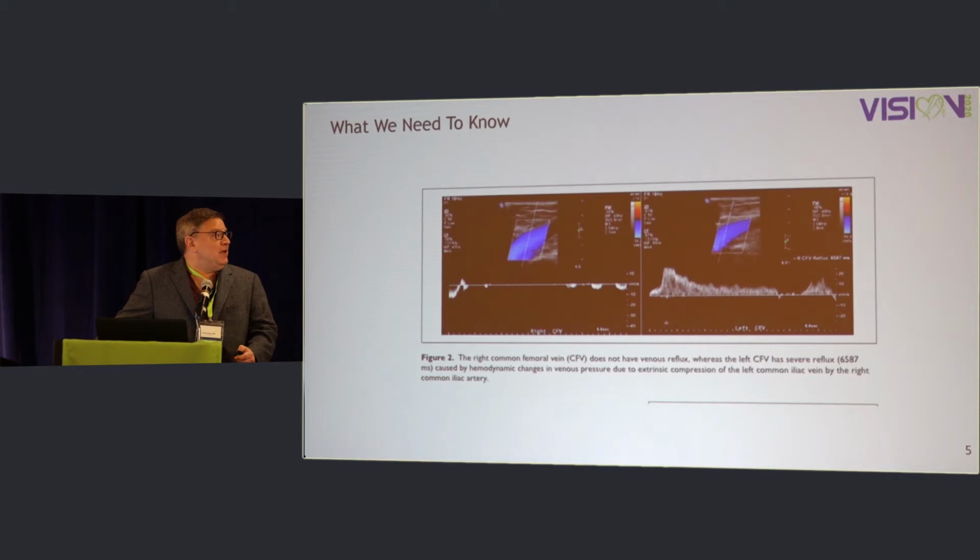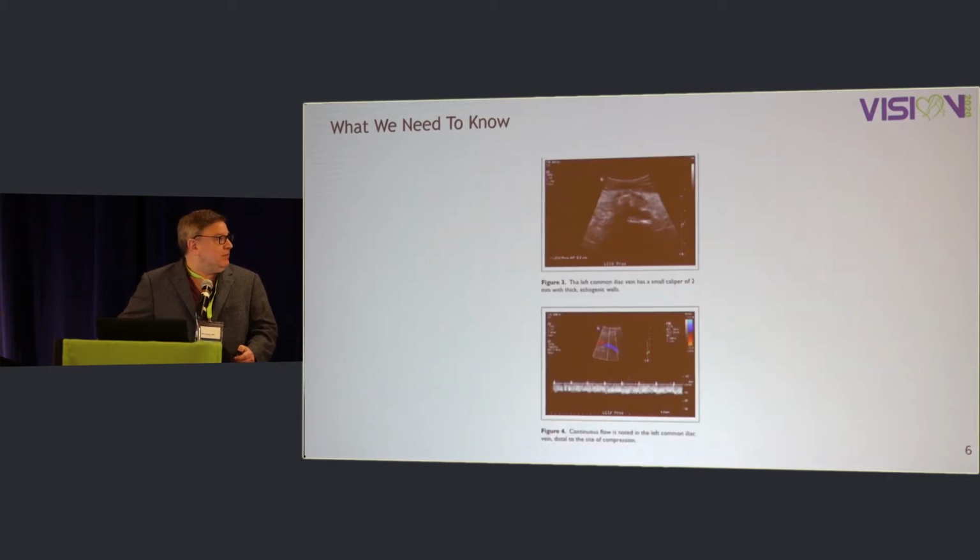Here we have common femoral veins, and we see that on the right side there's absolutely no reflux, and on the left side there's robust reflux. And left leg swollen in isolation, what do you do? What do you want to think about?